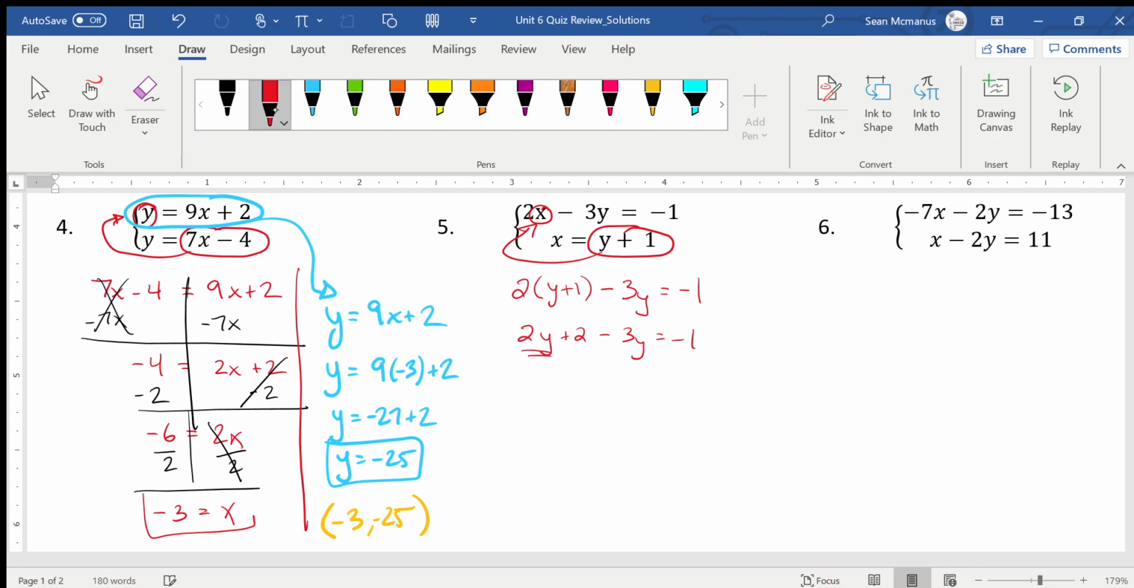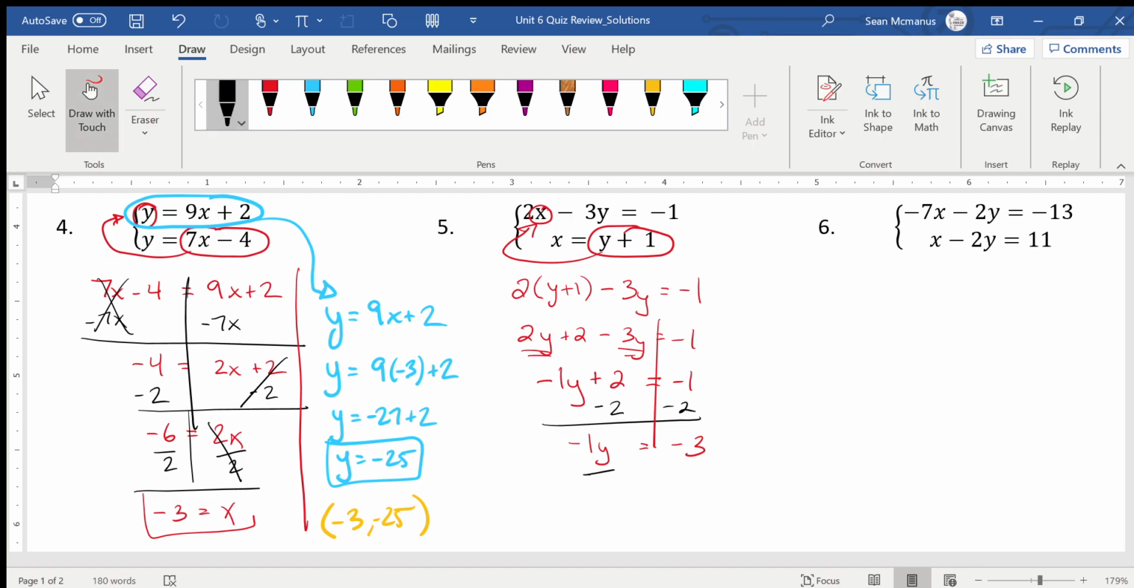And this is another area we want to be careful, right? The two terms with the y's are on the same side of the equal sign. So that just means stick them together. So 2y minus 3y would be -1y plus 2 equals -1. Now we subtract the 2. And -1y equals -3.